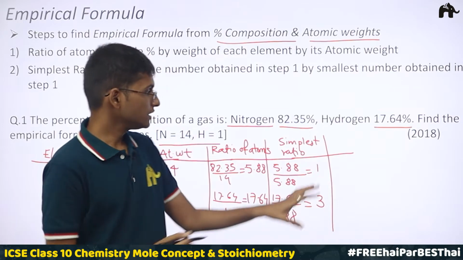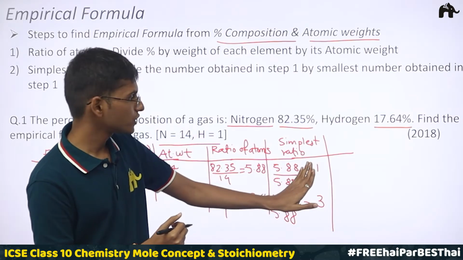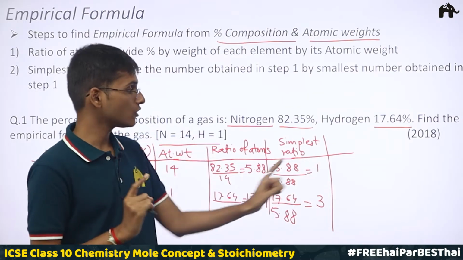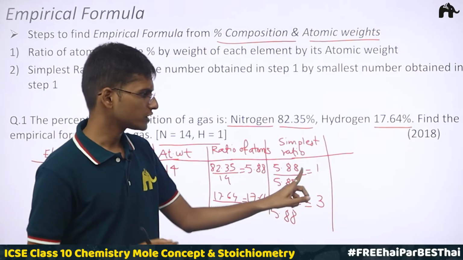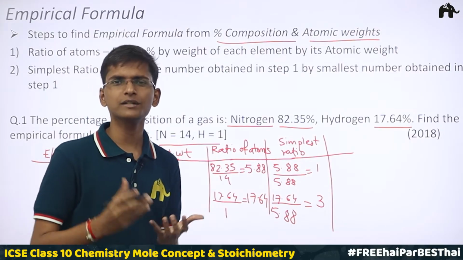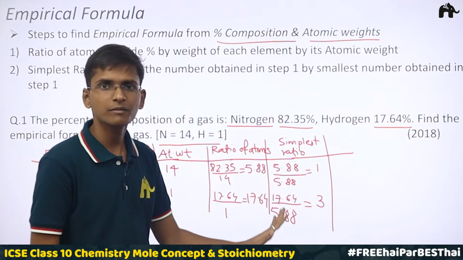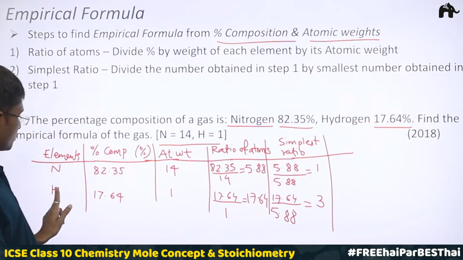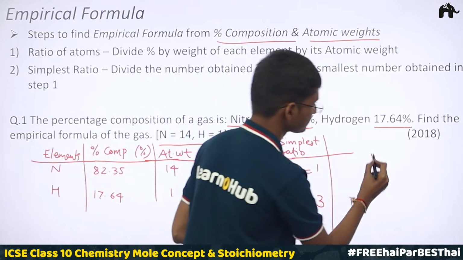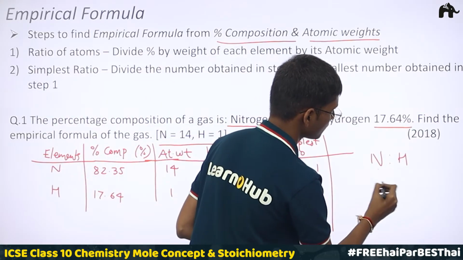What else do we want? First we get the simplest ratio, then we have to check whether it is a whole number ratio or not. So yes, 1 and 3 is a whole number. We are not getting something like 0.5 or 3.5, 4.5. 1 and 3 is a whole number ratio. So see, nitrogen is to hydrogen is 1:3.